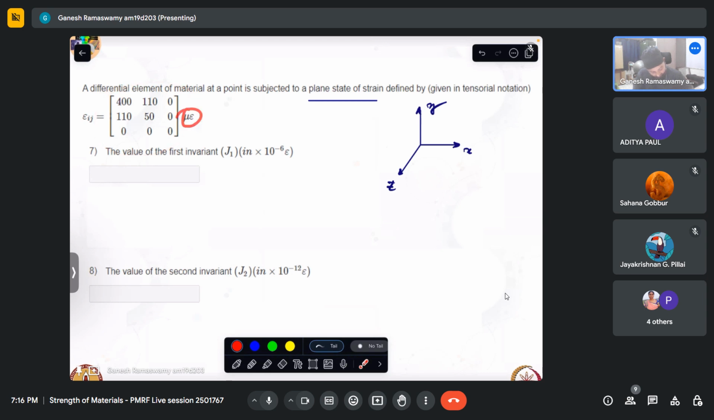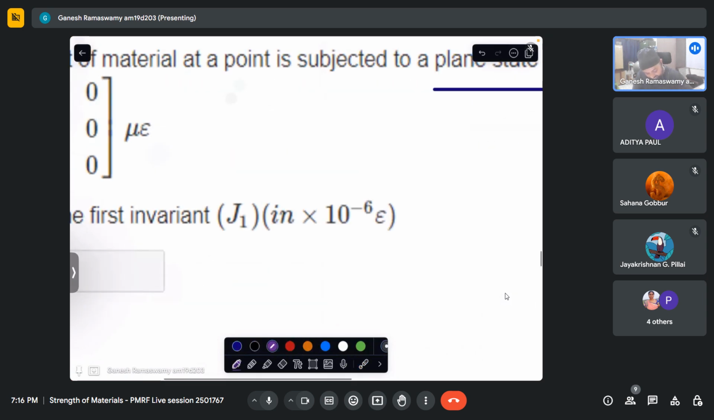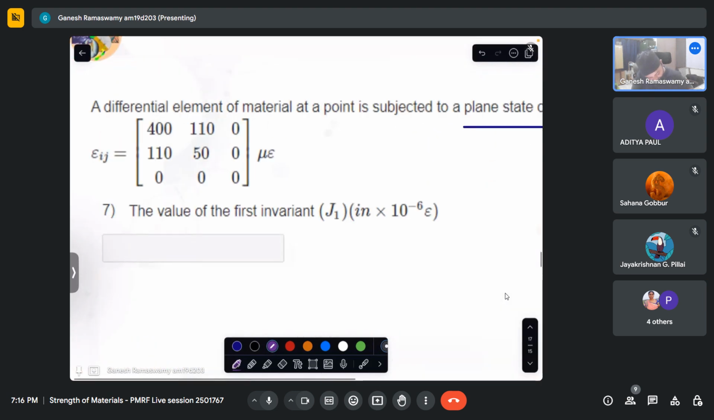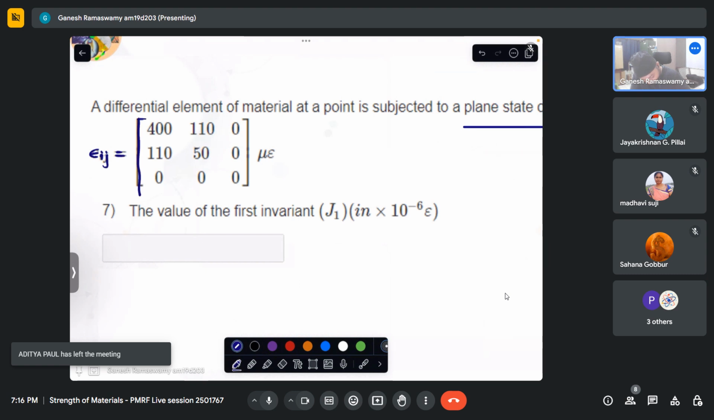Microstrain is nothing but 10 power minus 6. This is just a convenient way of representing 10 power minus 6, because strains, as we see, are extremely small quantities. Okay, so this is my strain tensor. Epsilon ij is given by 400, 110, 0, 110, 50, 0, 0, 0, 0 microstrain.